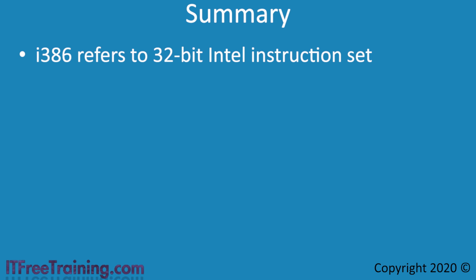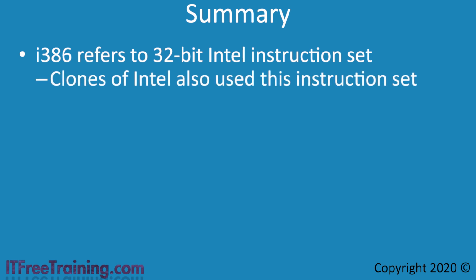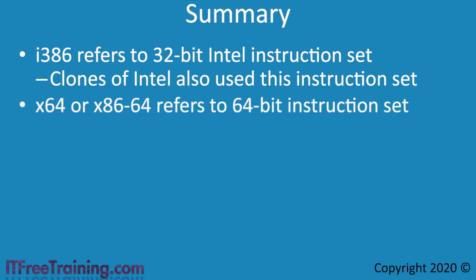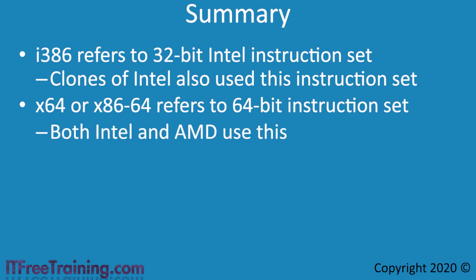i386 refers to the 32-bit instruction set. This was originally developed by Intel. However, clones of the Intel CPU also used this instruction set. x64 or x86-64 refers to the 64-bit instruction set. This is the instruction set used both by Intel and AMD in CPUs currently on the market.